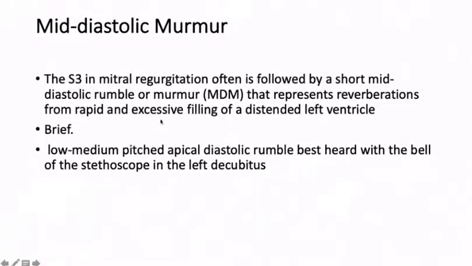It is hypothesized that it is because of the rapid excessive filling of the distended LV. And we can differentiate the mid-diastolic murmur of MS from this MR because there is a pre-systolic accentuation in the mitral stenosis murmur. But in MR, there is only a mid-diastolic murmur with no pre-systolic accentuation. And it is very brief and low-pitched, best heard with the bell of the stethoscope as it is low-pitched.